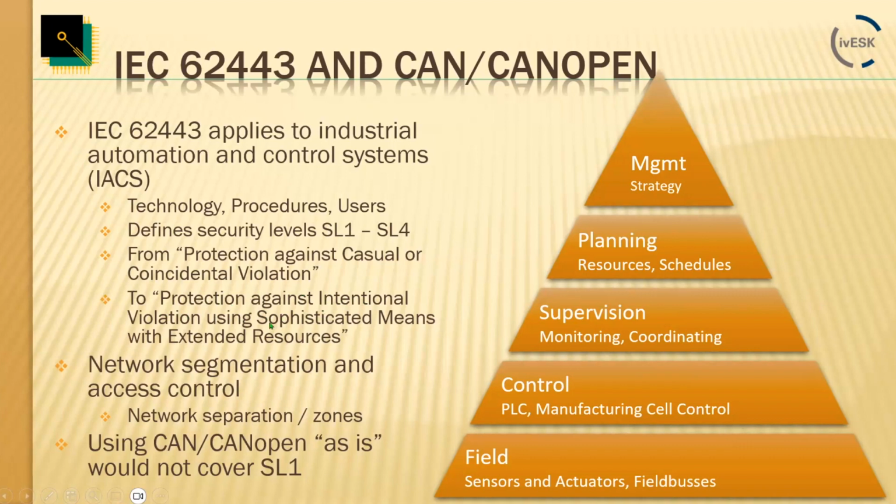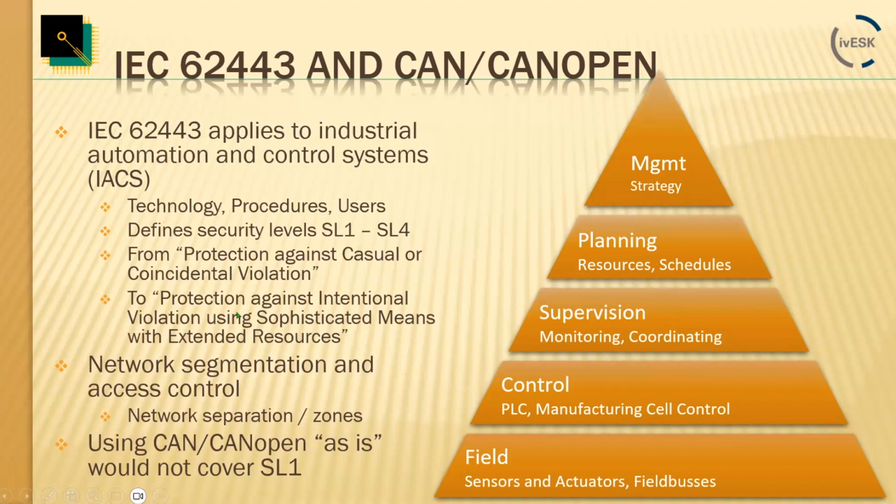And then it just comes together with the means. So sophisticated means with extended resources is really the highest level. And this is typically like having a state actor. So really a team of maybe tens or hundreds of engineers trying to figure out how to bring a system down. So this is really the highest security level, and everything is somewhere in between.